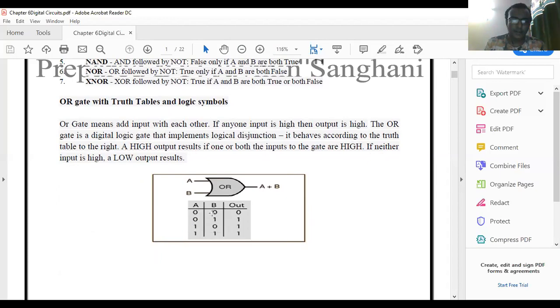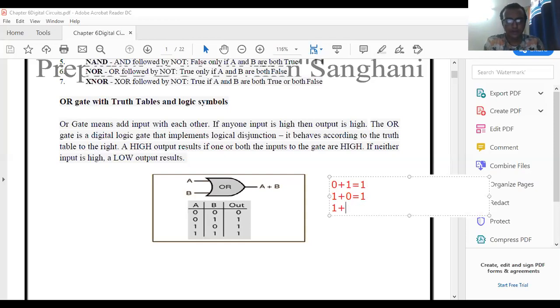If A, B equal 0 0, then the output is 0. A equal to 0, B equal to 1, then the output is 1. 0 plus 1 equal to 1. I have written here 0 plus 1 equal to 1, 1 plus 0 equal to 1, and 1 plus 1. 1 plus 1 represented in binary, it is 2.